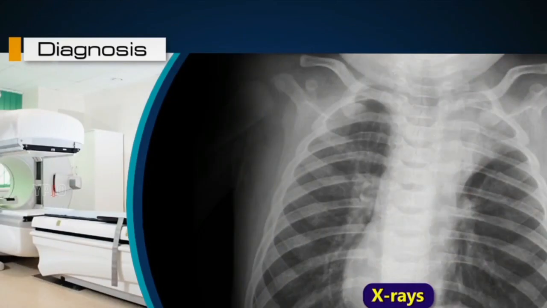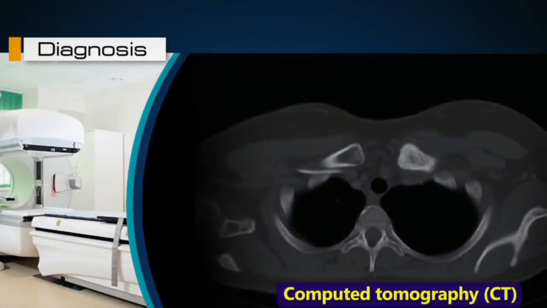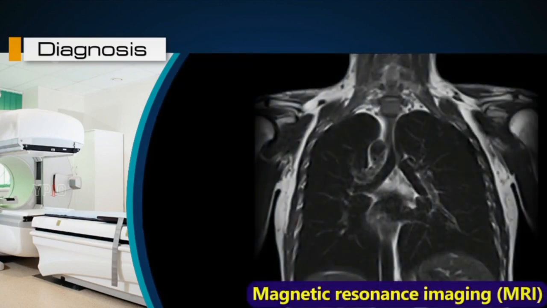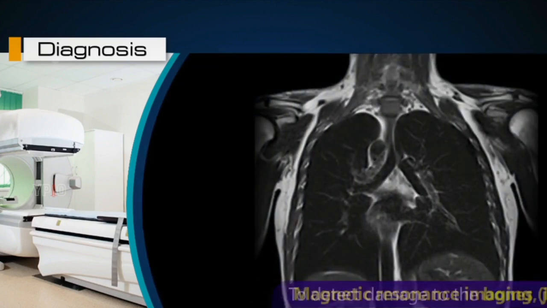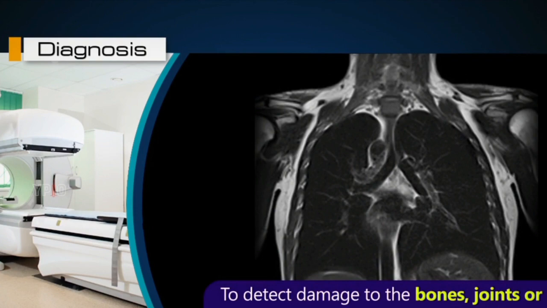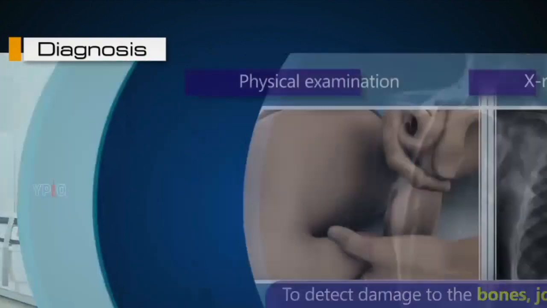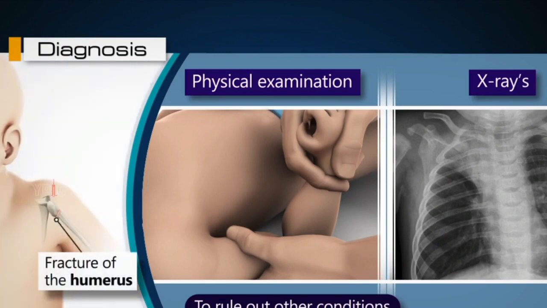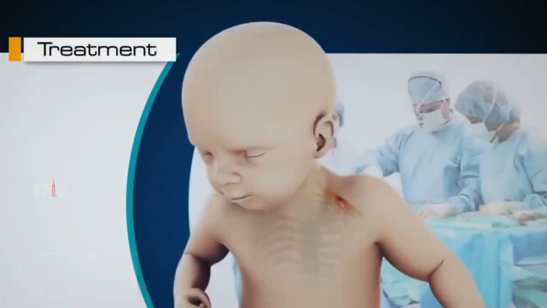Imaging tests such as X-rays, computed tomography (CT), and magnetic resonance imaging (MRI) may be used to detect damage to the bones, joints, or nerves. The purpose of the physical examination and X-rays is to rule out other conditions which may mimic obstetrical brachial plexus injury, such as fracture of the humerus.